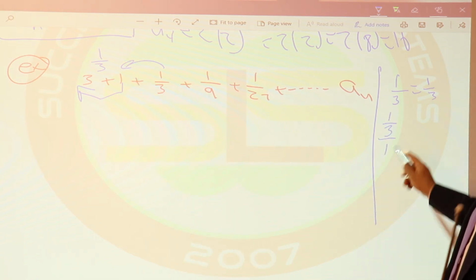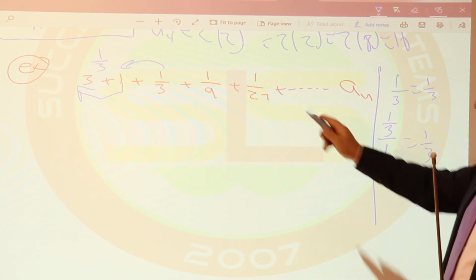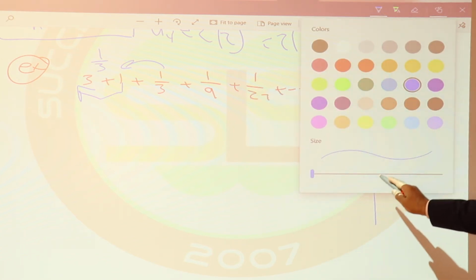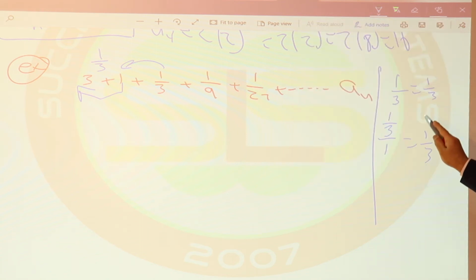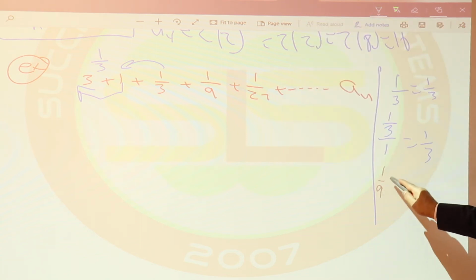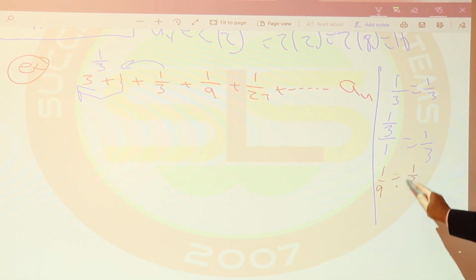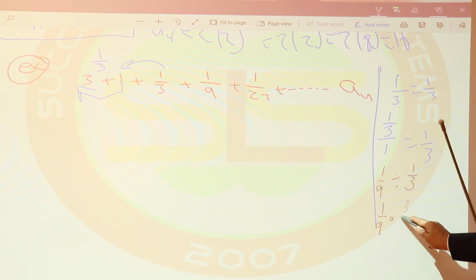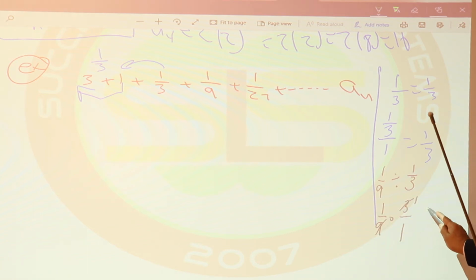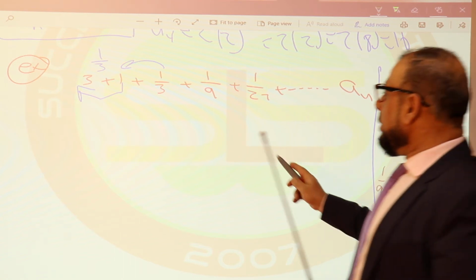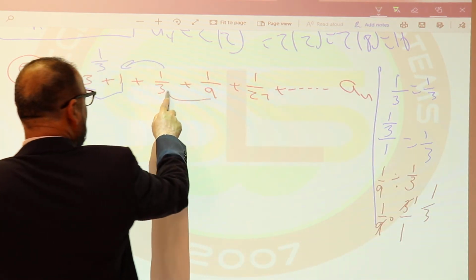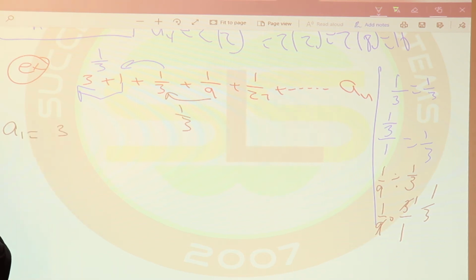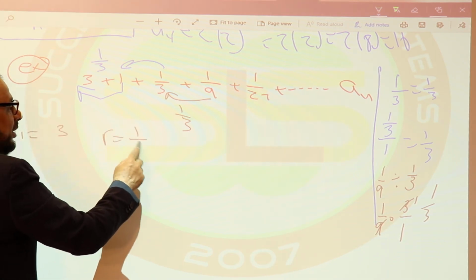1/3 divided by 1 is 1/3. 1/9 divided by 1/3. Everyone knows keep, change, flip. 1/9 times 3 over 1 is 1/3. Okay, then everything give me what? 1/3. Then I know what my A1 is: A1 is 3, and r is 1/3.